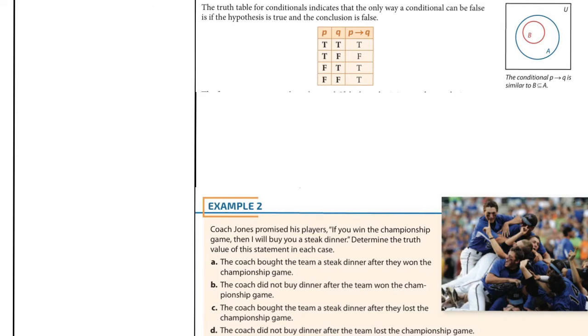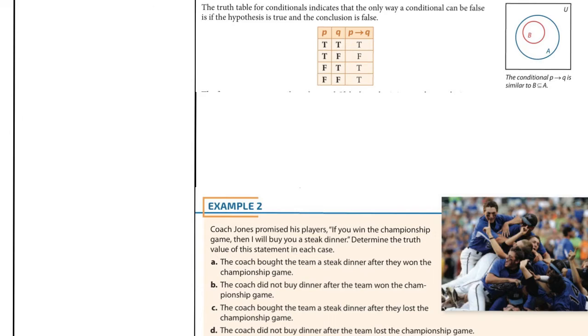Here we go. If we have a truth table and we label our P's and Q's, we've got P is true, true, false, false, and Q is true, false, true, false. The only way it's going to be false is if the hypothesis is true and the conclusion is false. Okay? Let's look at the example.